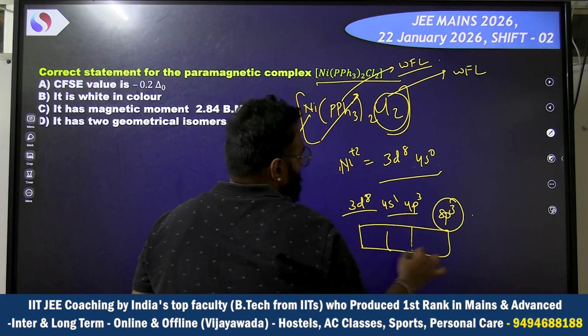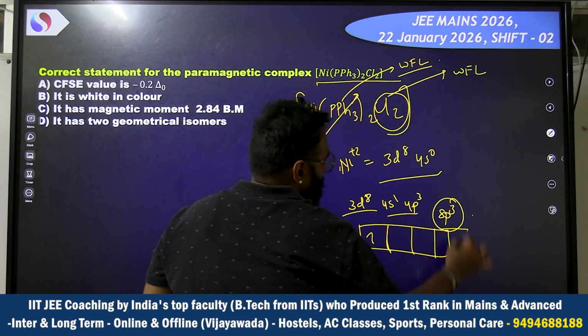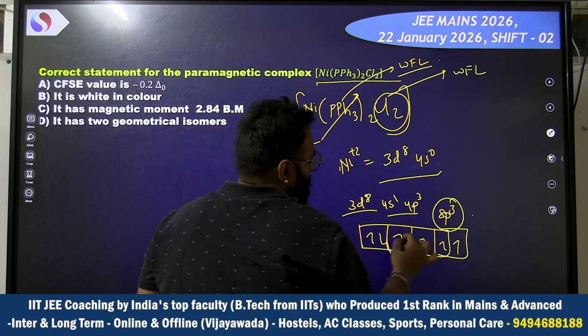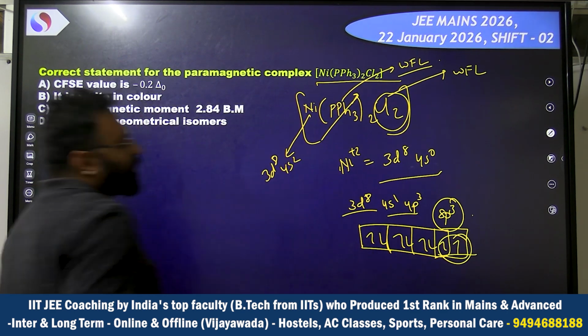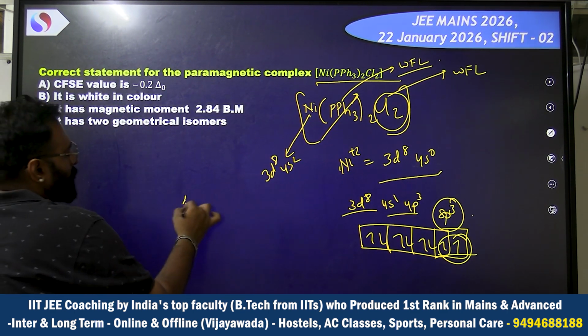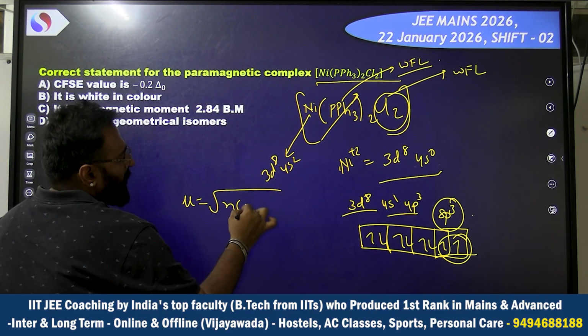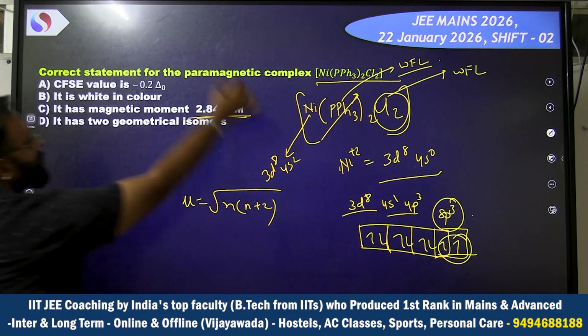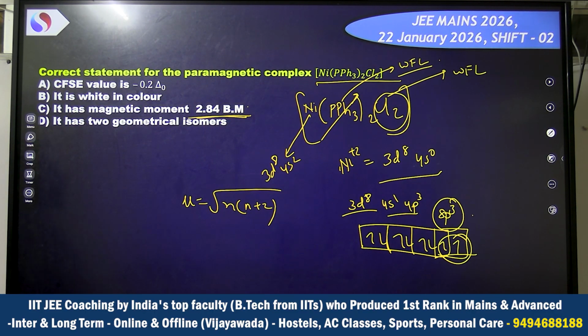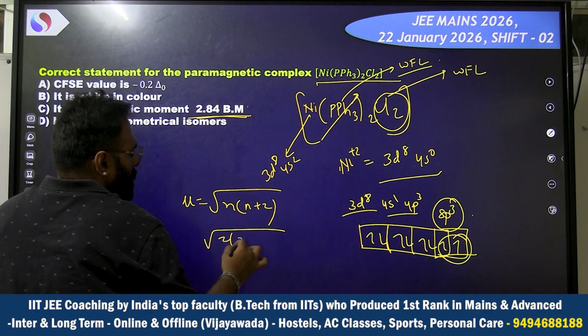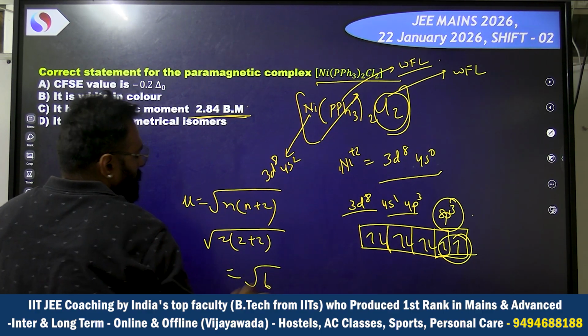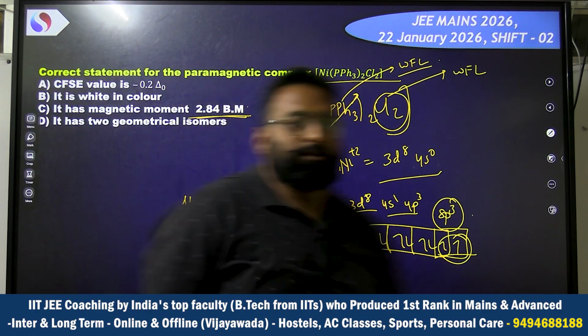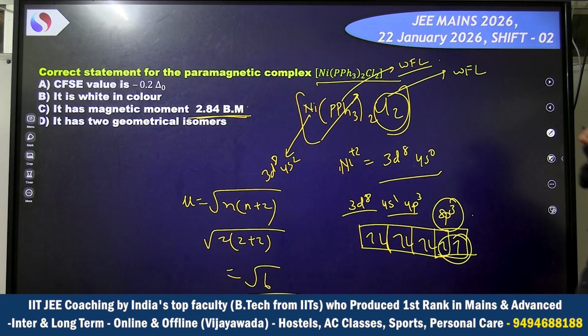3d8 matlab how many unpaired electrons do we have? 1, 2, 3, 4, 5, 6, 7, 8. 2 unpaired electrons. So what is the formula? Mu is equal to under root n into n plus 2. So the correct answer will be option C, 2.84 Bohr magneton. 2 into 2 plus 2, yani under root 6. Okay? So this is 2.84 Bohr magneton. This is the correct answer.